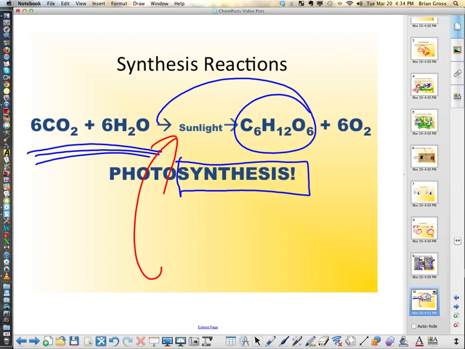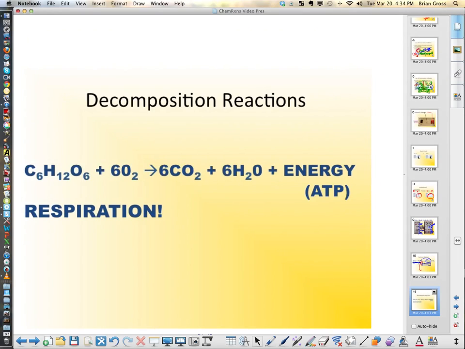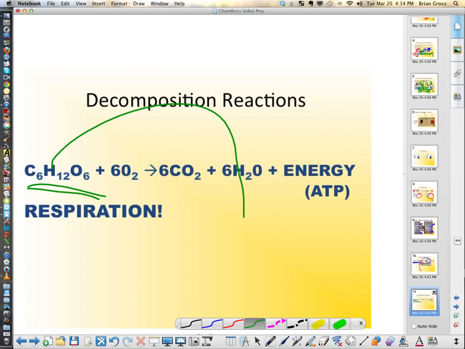So, decomposition reactions. This is just the opposite reaction, but here you'll notice that instead of going from smaller molecules to larger molecules, we're going from larger molecules to smaller ones. Pretty cool. We'll talk more about decomposition reactions tomorrow.